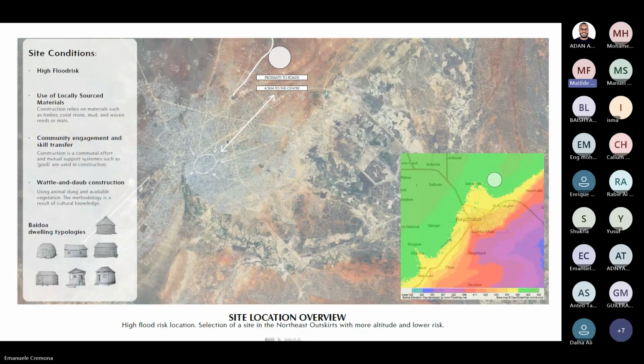So in analyzing the site, a location on the southeast of Baidoa was selected. This space has a lower risk of flooding, and it also has the advantage of being close to roads and being only 4 kilometers from the center.